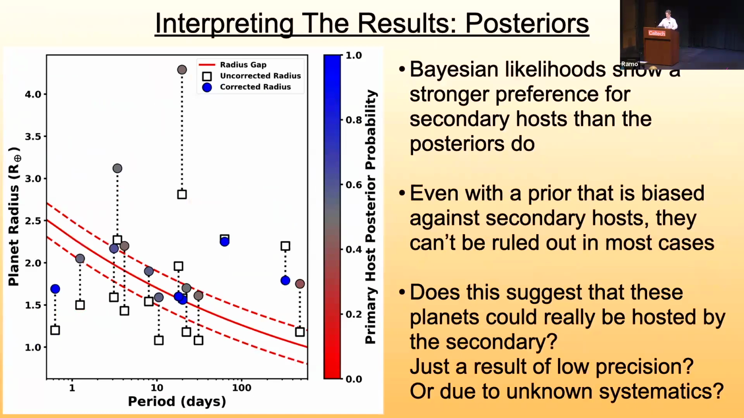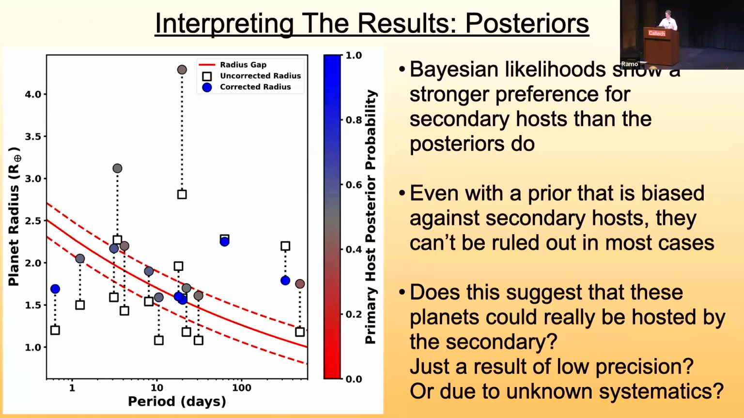And so in spite of that, the Bayesian likelihoods oftentimes show a pretty strong preference for secondary star hosts, but then it gets washed out by our prior that is biased against secondary star hosts. But even with all these factors stacked against secondary star hosts, we are finding that they can't be ruled out in most cases.